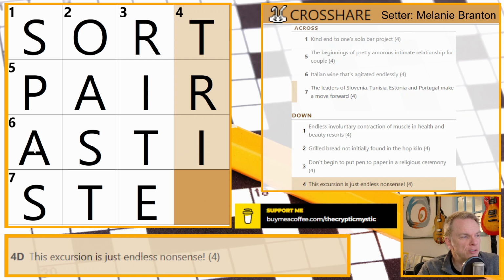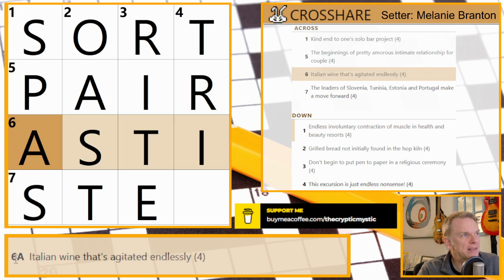So look at 6 across now. So 6 across is asti. That's the Italian wine. So that's agitated endlessly. So we need a word for agitated. We've taken the last letter off, and I can't think of what that word is. It means agitated. A stir. We're taking the R off, astir, which means agitated, and it gives us our asti. That's a tricky one there, astir. You don't say that word very often, do you?